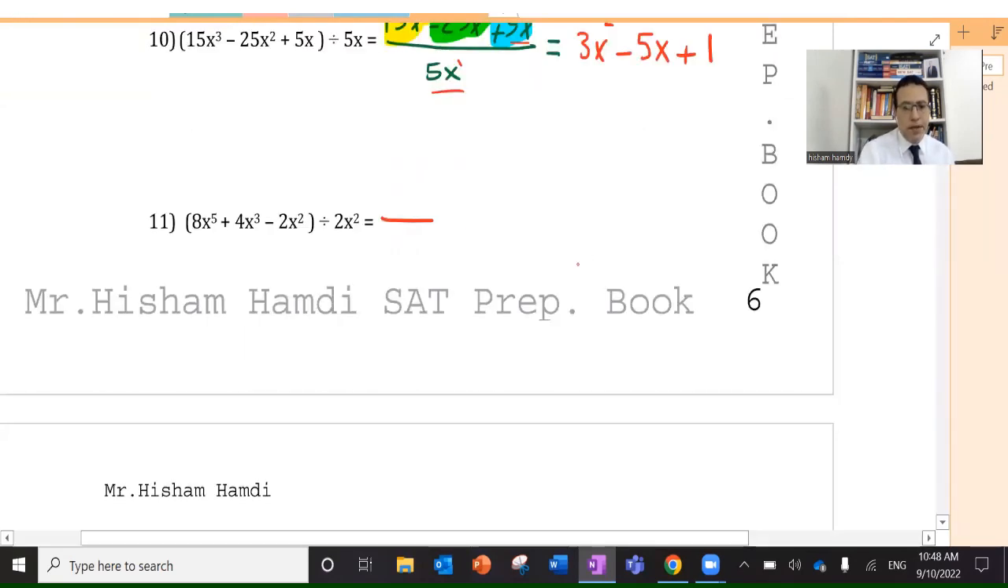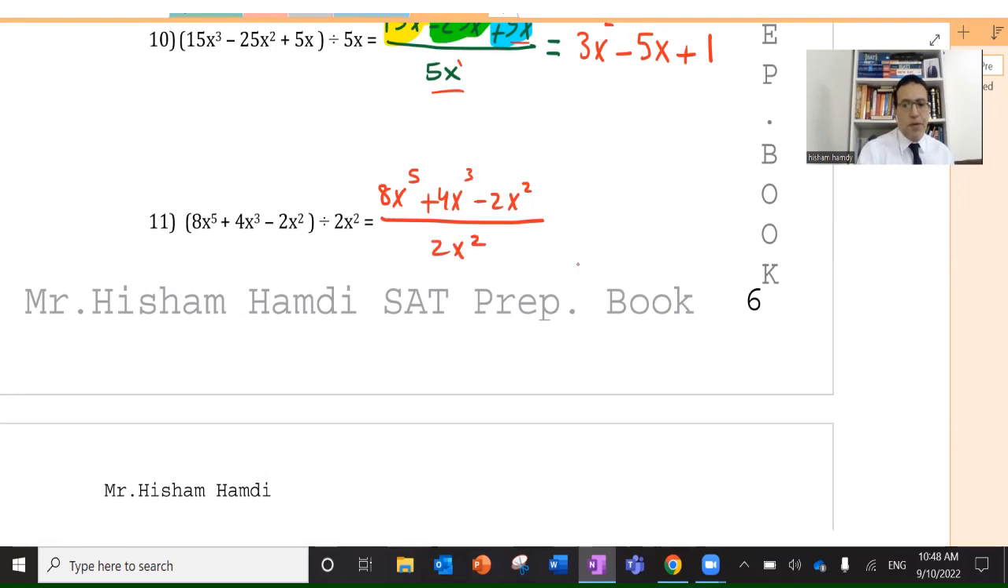I'm going to rewrite it as 8x to the power of 5 plus 4x power 3 minus 2x squared, divided by 2x squared. 8 divided by 2 is 4. X power 5 divided by x squared is x power 3 after subtracting the power. Positive 2 divided by positive 2 is positive. 4 divided by 2 is 2. And x to the power of 1 after subtracting the power. Minus, it's the same terms, so it gives me 1 and not x.